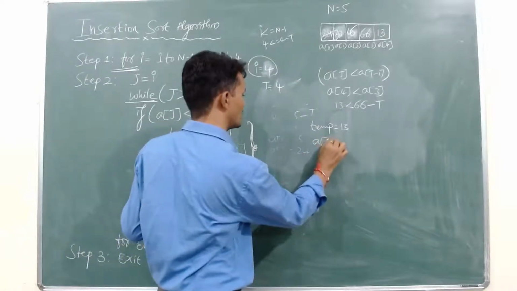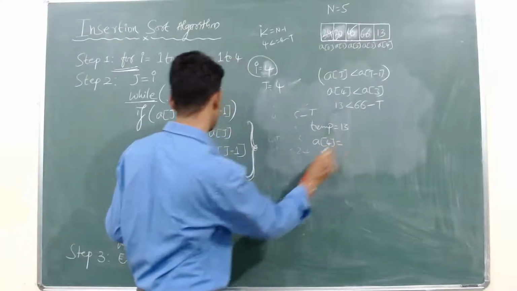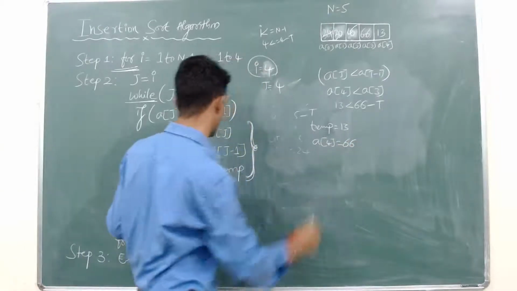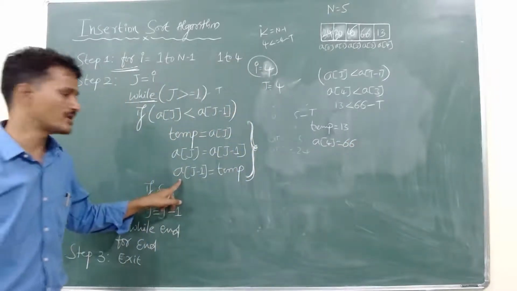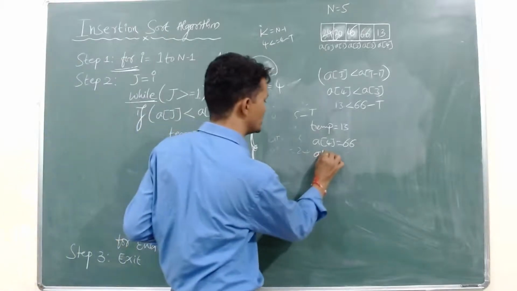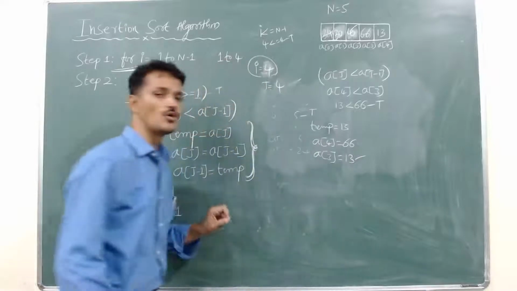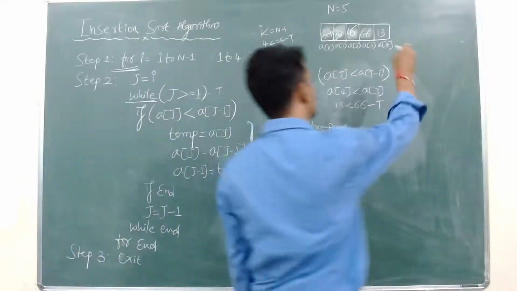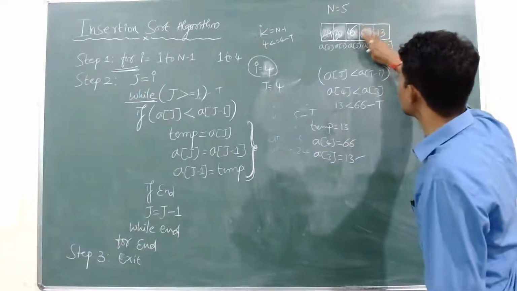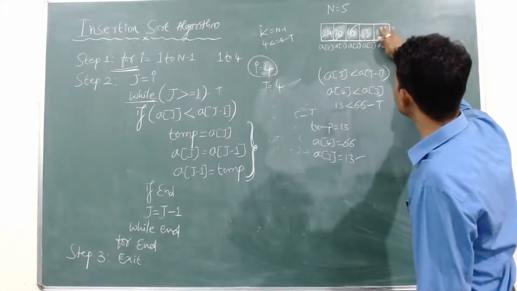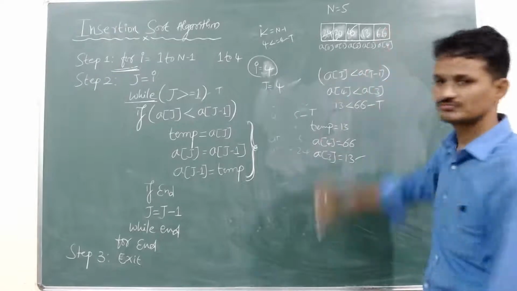That means a of j means a of 4. What is the value of a of j minus 1? 66. 66 will move to a of 4. The next statement, a of j minus 1 is equal to temp. That means a of 3 will be holding the value 13. Now, what I will do is just interchange these two values. 13 will come to a of 3 and 66 will move to a of 4.